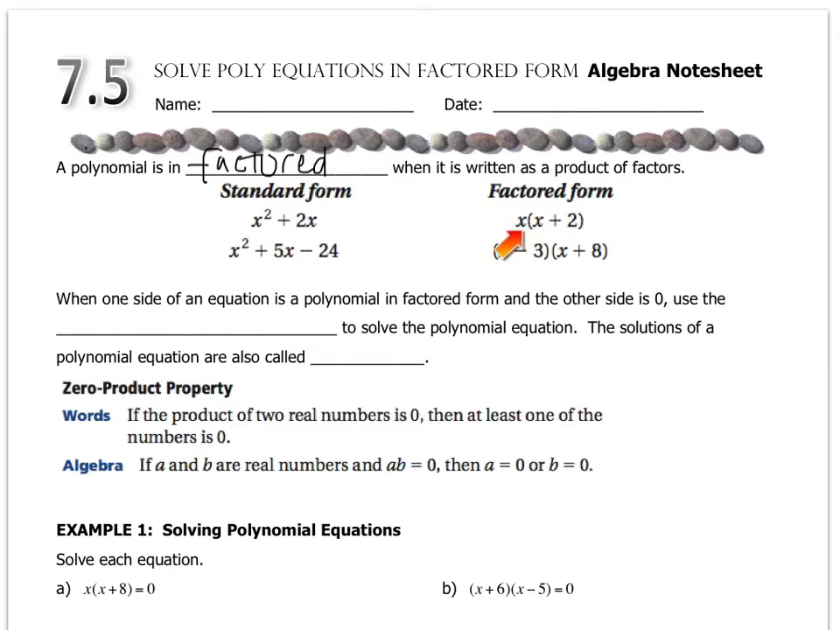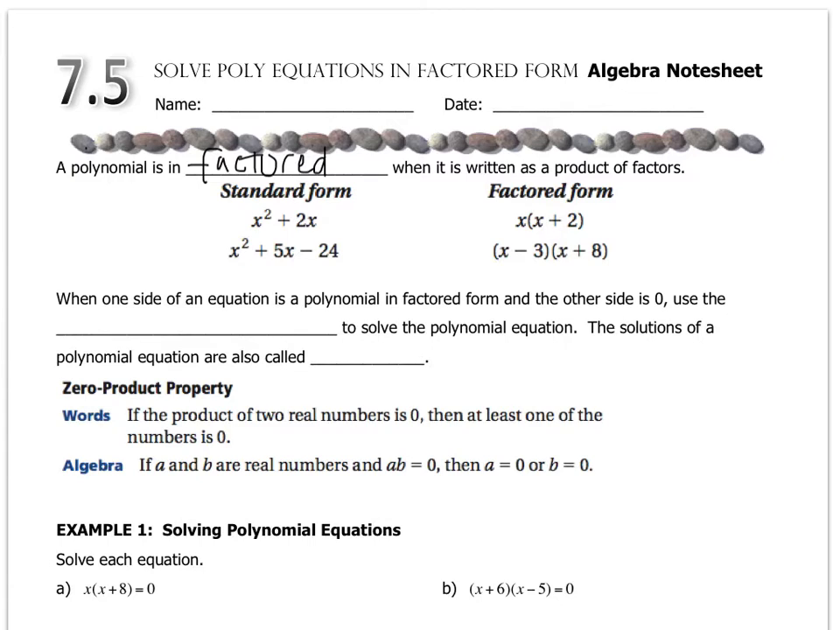If you think about distributing this polynomial, x times x would give you x squared, and x times 2 would give you 2x. And so these are the same things, but this is written in factored form. So this, in a sense, would be like the reduced version of the original polynomial.